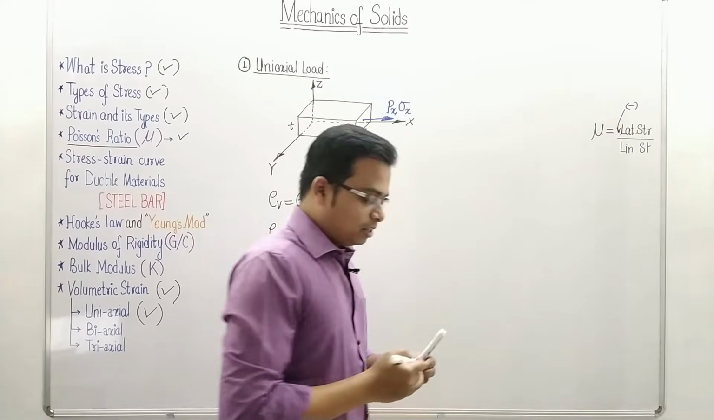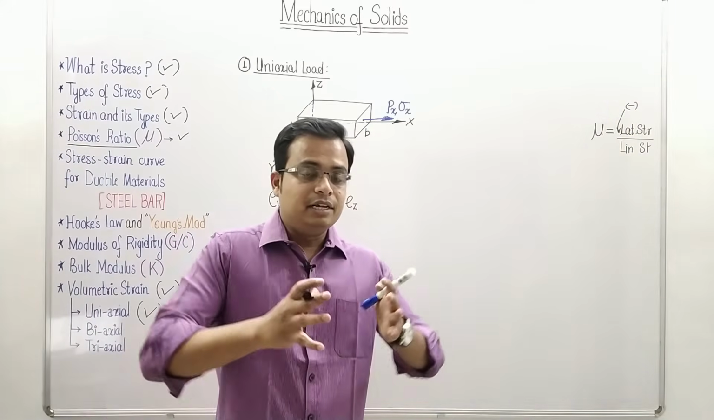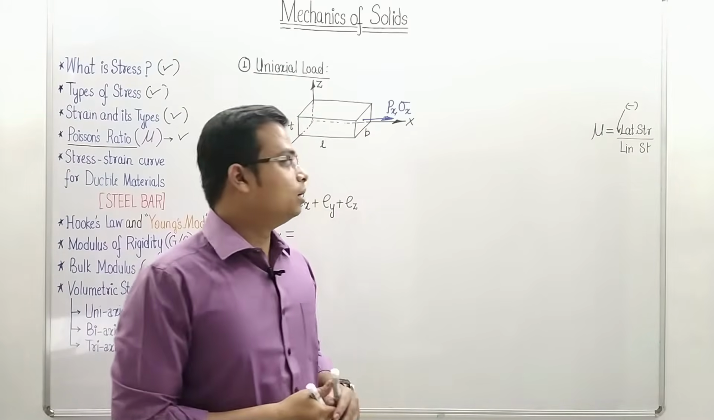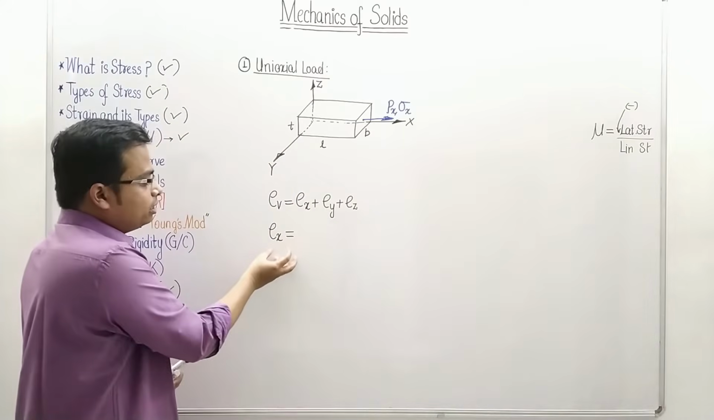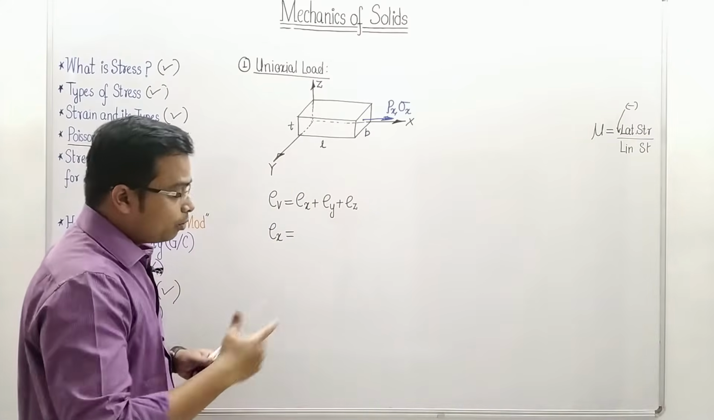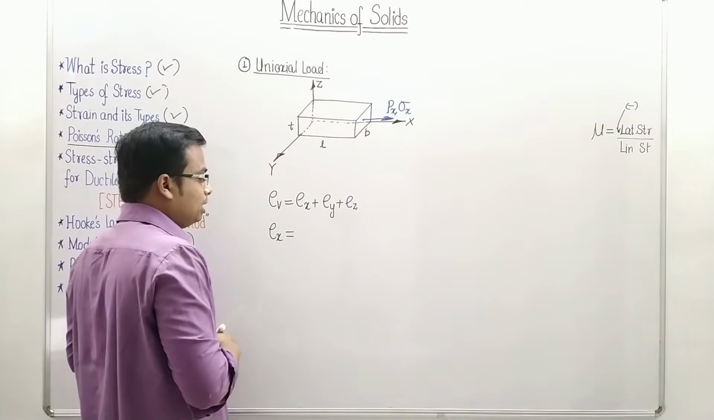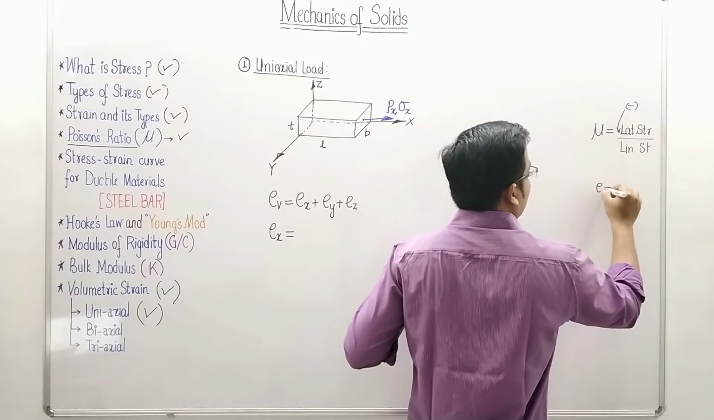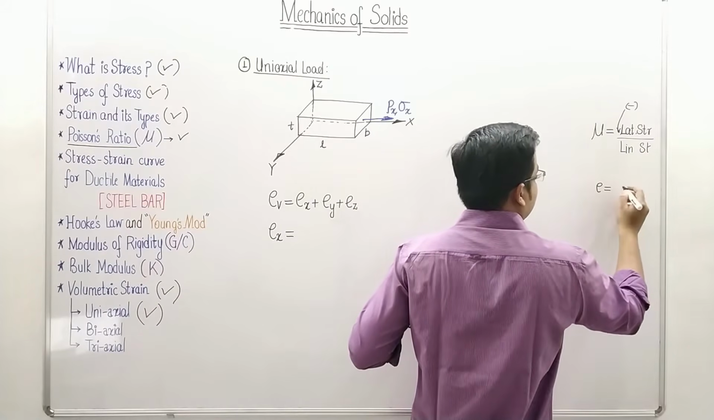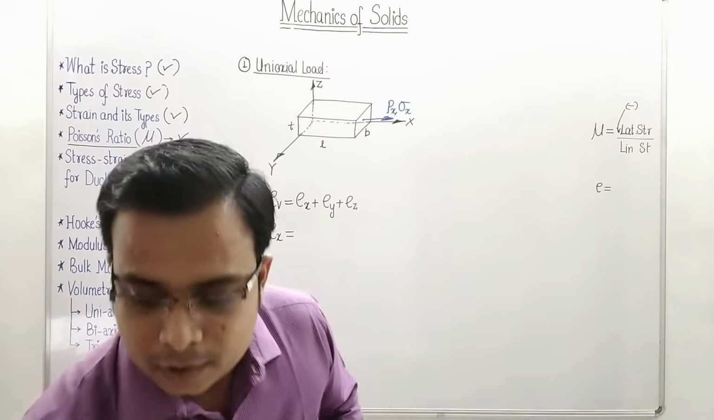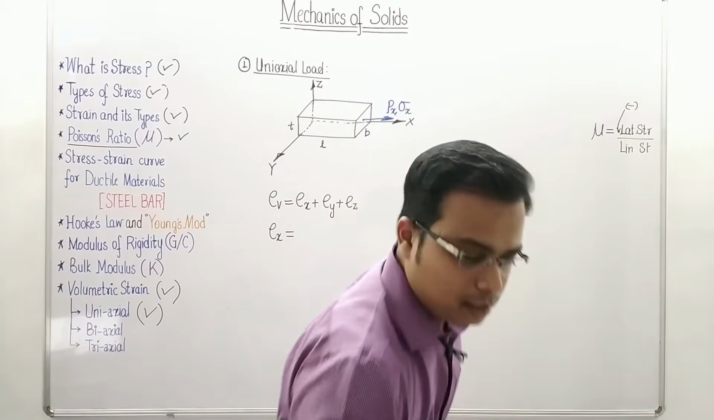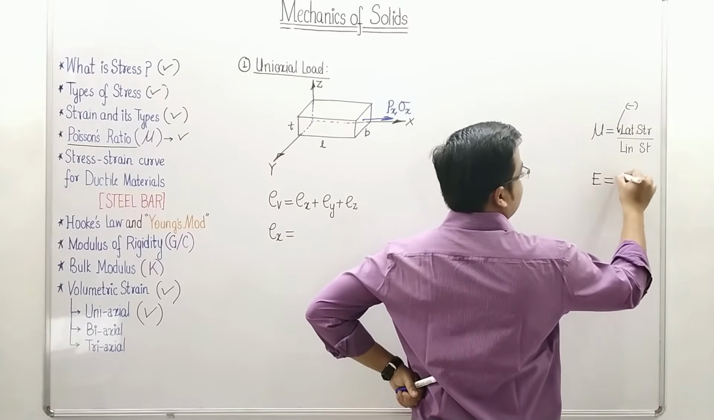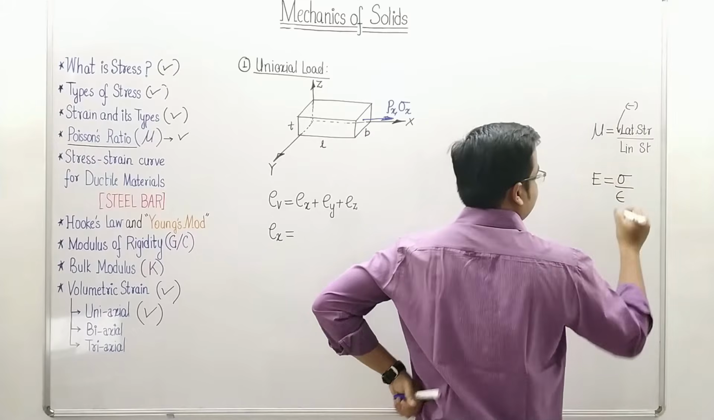Remember this. If there is an increase in dimension along X, there is going to be a decrease in dimension along Y, and so on. This is very mutual. So we wish to calculate the value of linear strain along the X direction. How can that be done? It's very easy. Young's modulus E can be written as stress over strain.